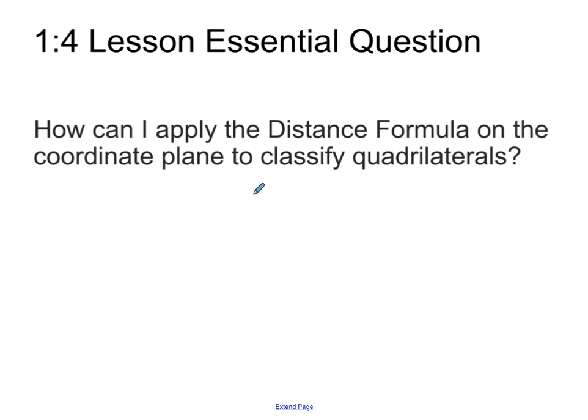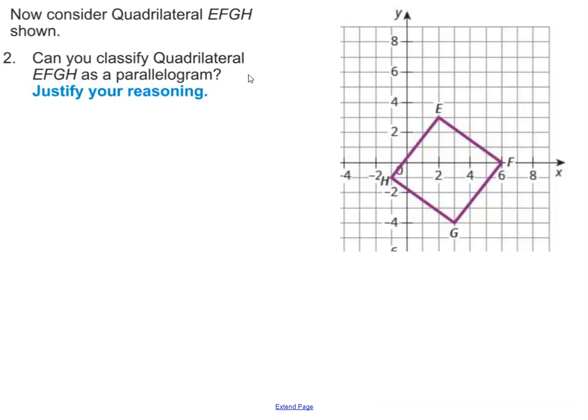Welcome to 1-4's video where our lesson essential question is, how can I apply the distance formula on the coordinate plane to classify quadrilaterals? So in our in-class investigation, we had quadrilaterals that were evenly on the grid, where I could count easily 1, 2, 3, 4, and 1, 2, 3. But I don't have that. This is at a slant, and I can't just count 1, 2, 3. It's not going to be the same length. So can I classify this quadrilateral as a parallelogram?